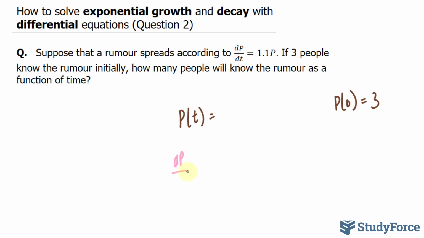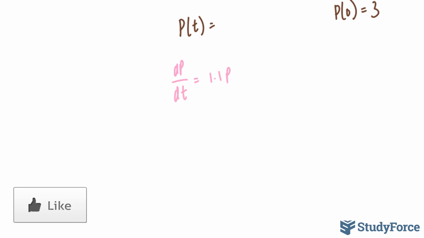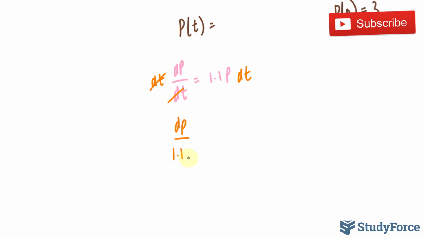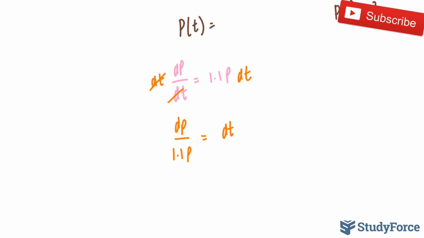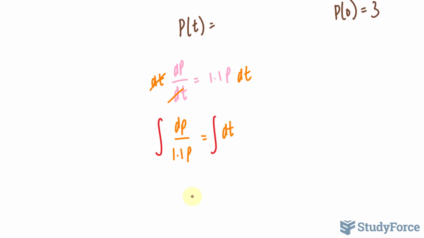We have dp over dt is equal to 1.1 times p. What I'll try to do is isolate the dp terms on one side and the dt terms on the other side. And we can do that quite easily. In fact, if I multiply both sides by dt and then subsequently divide both sides by 1.1p, I'll end up with the following equation. dp over 1.1p is equal to dt. Now I can integrate both sides with respect to the letter that they represent. So I'll integrate this side and I'll integrate this side.